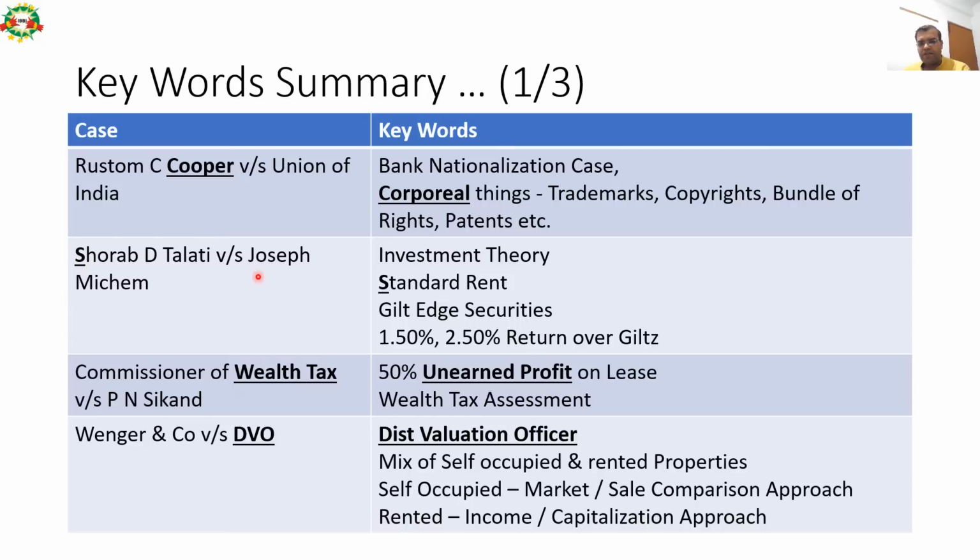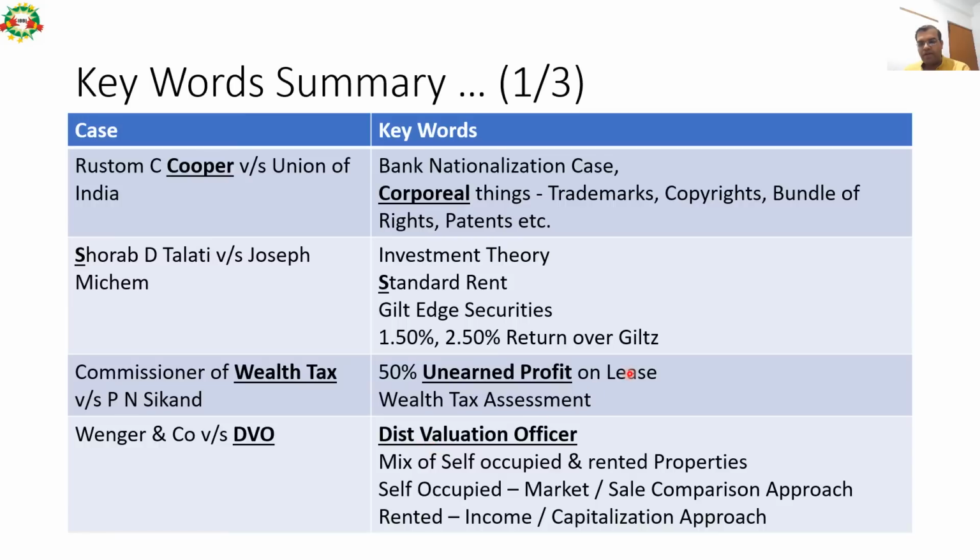So here this case study talks about standard rent, investment theory, gilt securities, and 1.5 to 2.5 returns over the gilt security rate of interest. So you can remember Sorabji S and here standard rent S. You can link these two. Remember that if these keywords are there, then the examiner is asking about the Sorabji case. The next case is Commissioner of Wealth Tax versus P and Sikand.